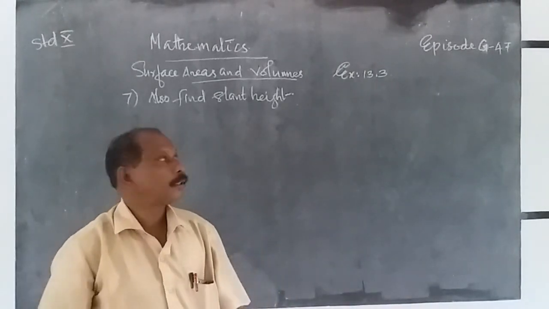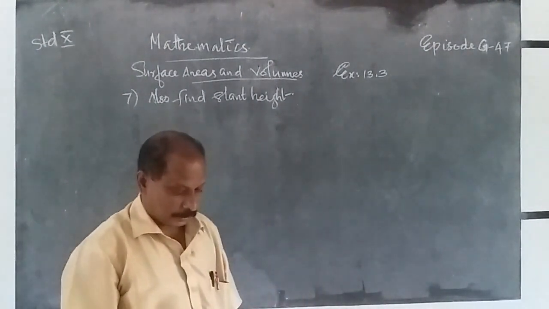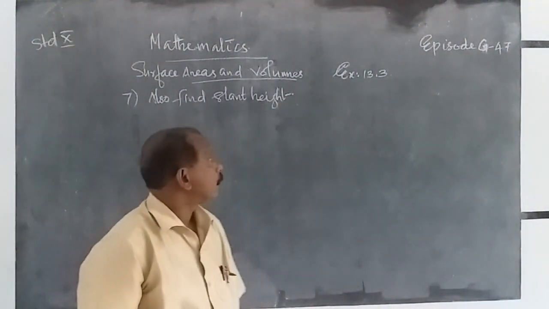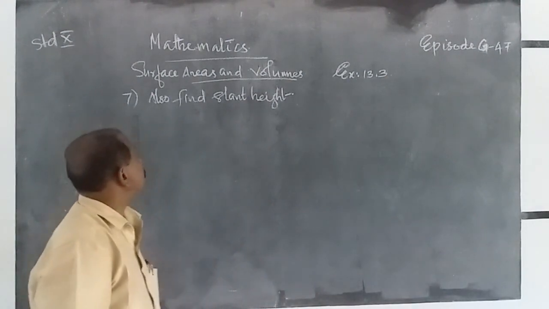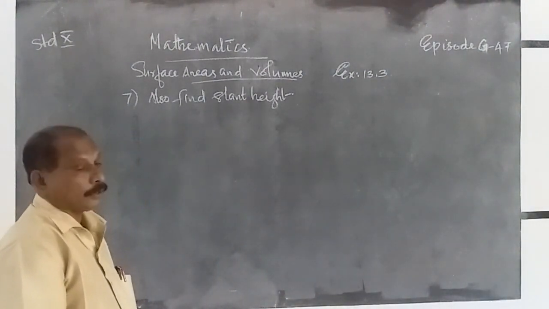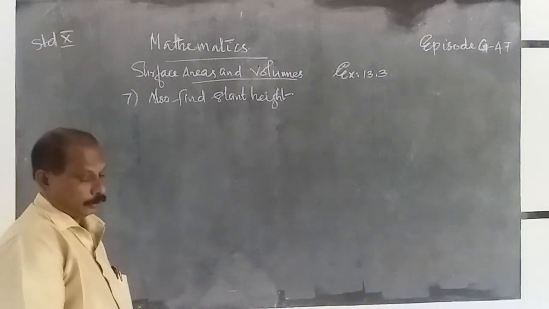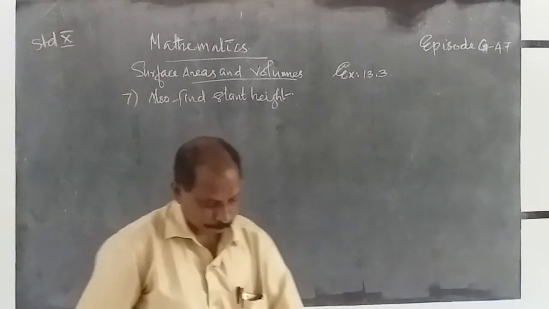Dear students, in the last episode, that is V46, we discussed exercise 13.3, question number 7. That means we can find out the radius of that one. That is question number 7.